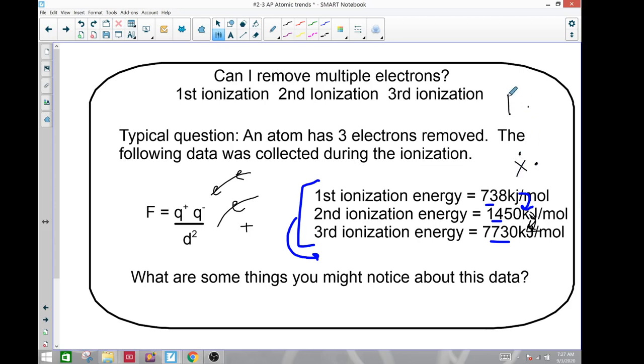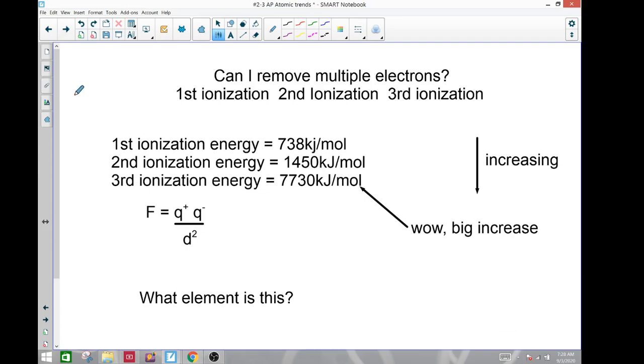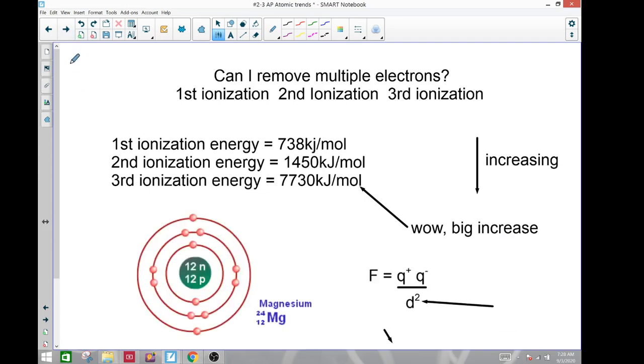So it came likely from the second row of the periodic table, or the alkaline earth metals. That's a super common question. There we go. Look at the big increase. What element is this? And it could be on a multiple choice type problem. It could be magnesium. It could be anybody in that family. Okay.